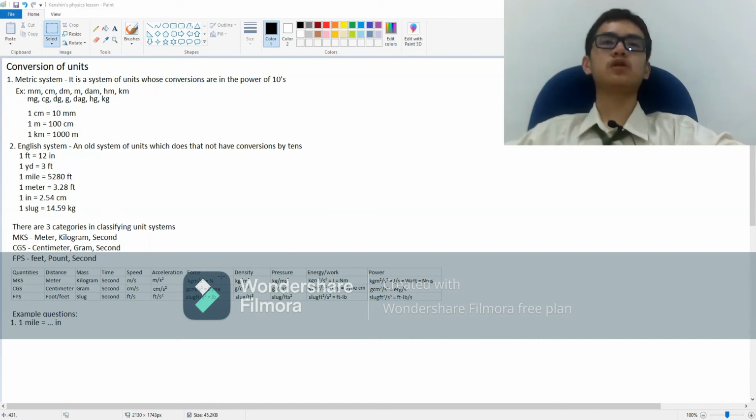Here I have a table of the conversions between MKS, CGS, and FPS. For distance, MKS uses meters. For CGS, we use centimeters. For FPS, we use foot or feet. As for mass, in MKS we use kilograms, in CGS we use grams, and in FPS we use slugs. For time, all three systems use the same quantity, which is second.